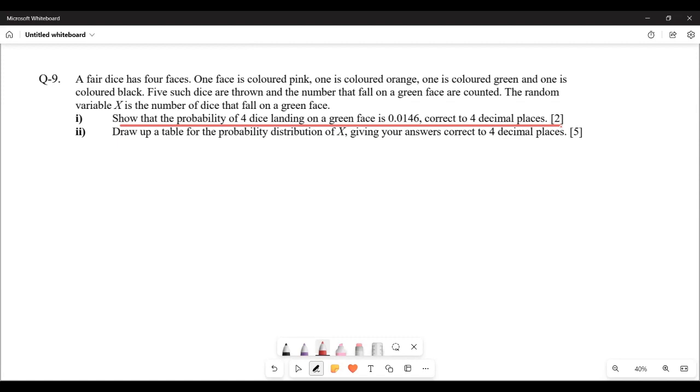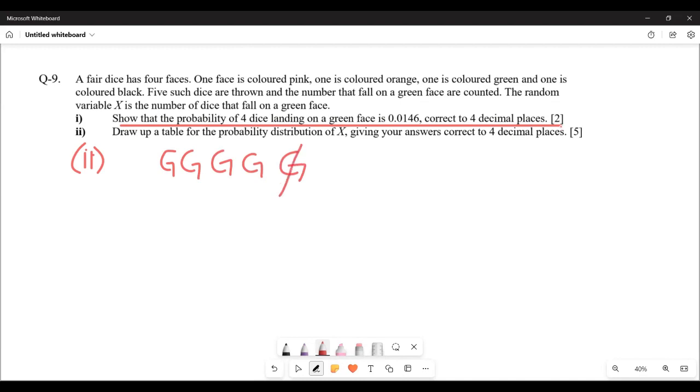अच्छा जी. 5 डाइस थ्रो किए. हमने फाइंड करनी है प्रोबेबिलिटी के 4 डाइस जो हैं वो ग्रीन फेस पे लैंड किए. दैट मीन्स हमने फाइंड करनी है प्रोबेबिलिटी. फर्स्ट मतलब कोई भी चार आउट ऑफ दोस 5, any 4 should have fallen on the green face. So green, green, green, green, and not green. That could be one of the case.